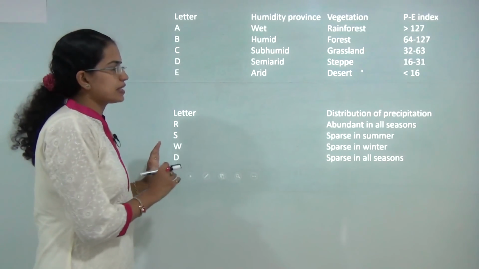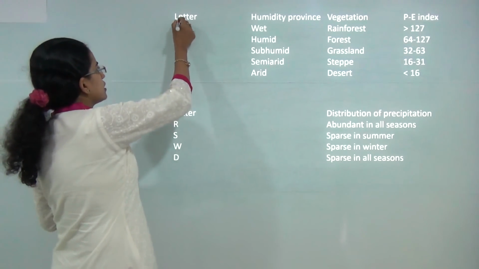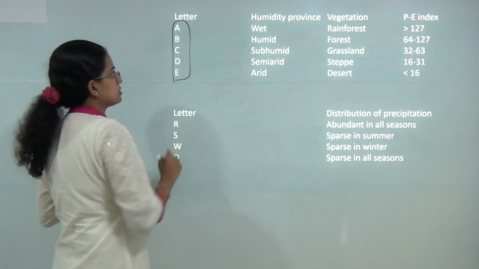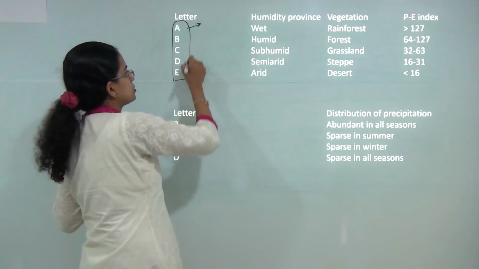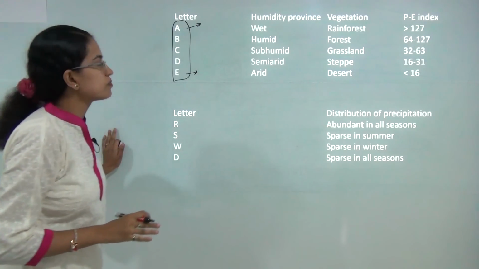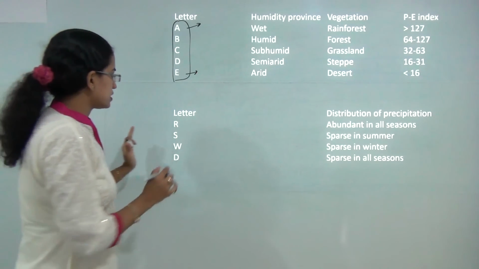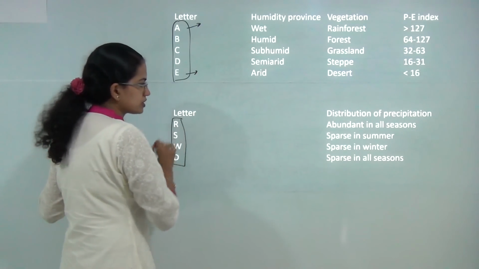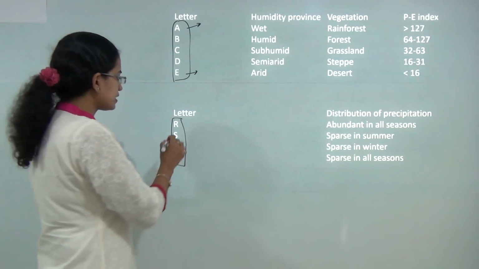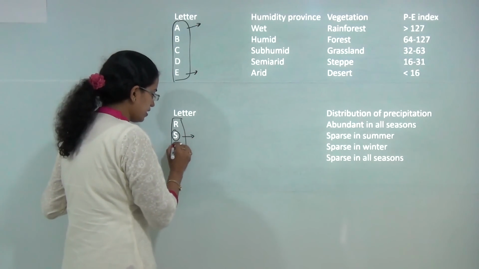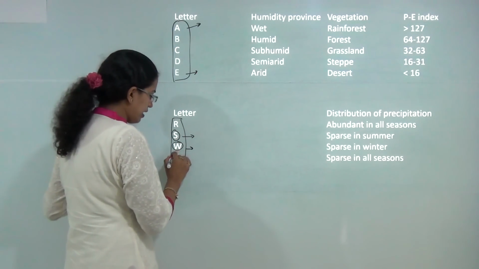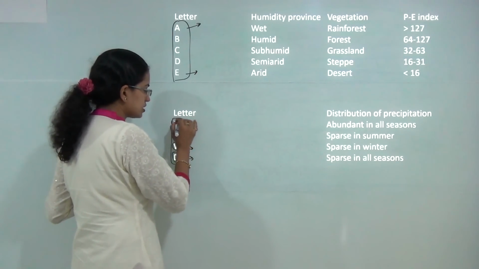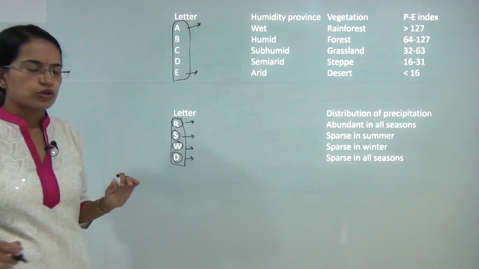Based on the precipitation, he classified into 5 major categories, again A, B, C, D and E, A being the wettest and E being the driest, and these 5 categories were subdivided into 4 sections. S stands for dry in summer, W stands for dry in winters, D stands for dry in all seasons, and R stands for abundant rain in all seasons.